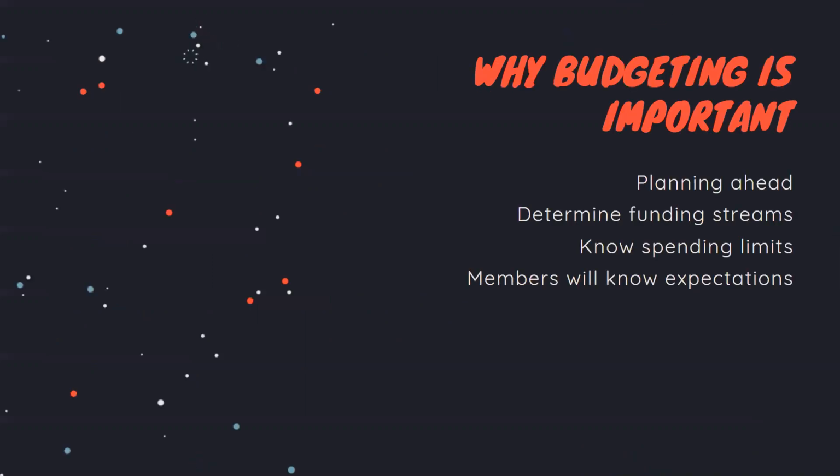So why is budgeting important? I narrowed it down into four main things, and the first is planning ahead. So setting up a budget for your organization and for your officers allows you to know how much money you are spending or planning to spend. And as you're talking through where you want to allocate those funds, you can figure out if you actually have enough to support those initiatives or those programs or those ideas that you have.